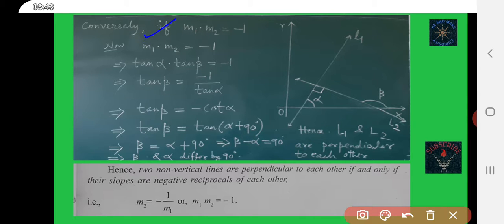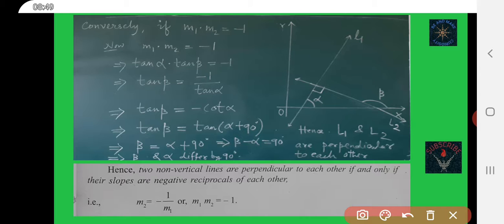Here m1 into m2 is equal to -1 is given. Here m1 is what? The slope of L1, that is the tangent of the angle of inclination, tan alpha, into tan beta. M2 is the slope of L2, that is equal to the tangent of the angle of inclination, that is beta. So here tan alpha into tan beta is equal to -1.